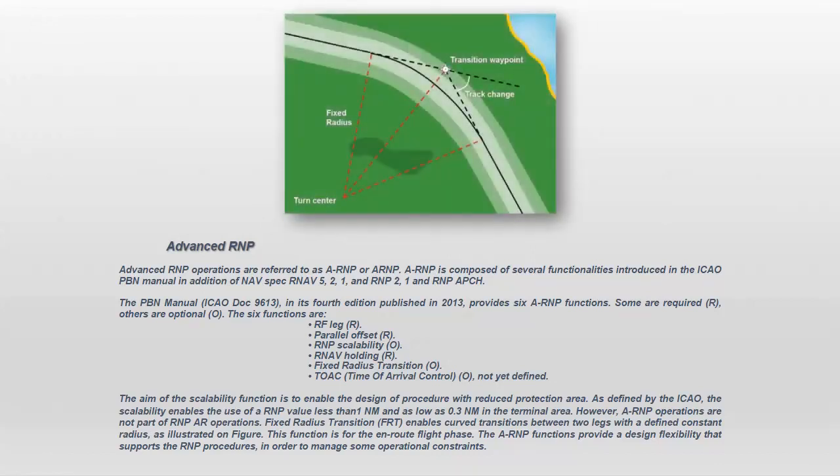Fixed radius transition, FRT, enables curved transitions between 2 legs with a defined constant radius, as illustrated on figure. This function is for the en route flight phase. The ARNP functions provide a design flexibility that supports the RNP procedures, in order to manage some operational constraints.